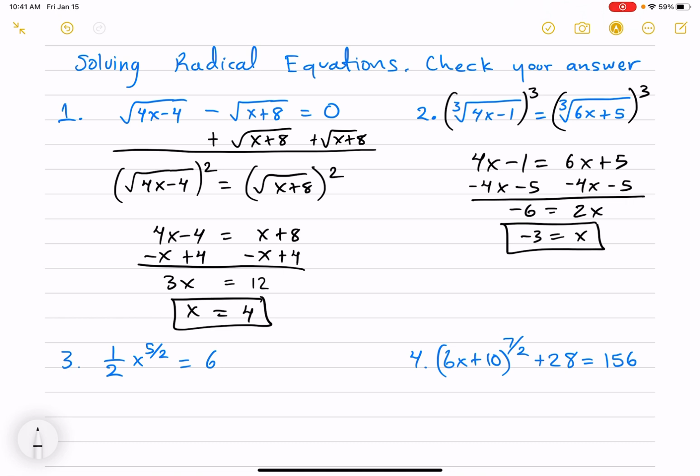I'll leave the check part to you at this point. All you have to do is substitute negative 3 for each of the variables in the original equation, and then hopefully the left side equals the right side, but I'm very positive it is.